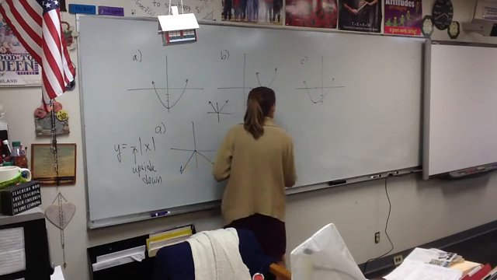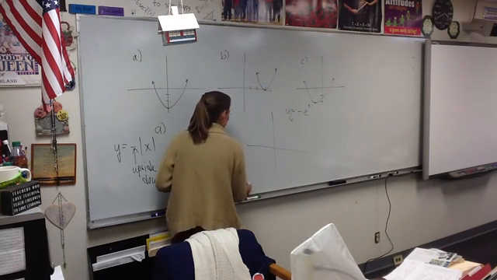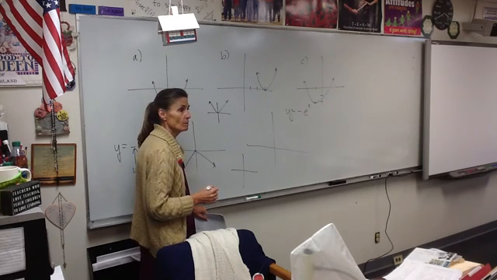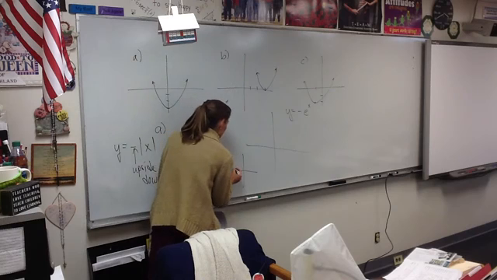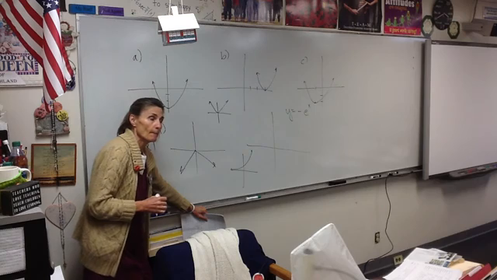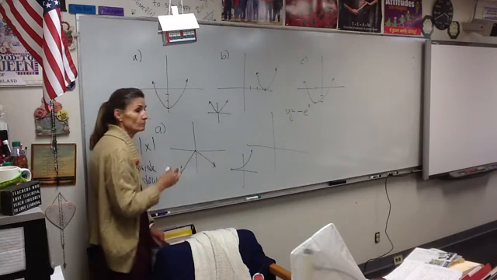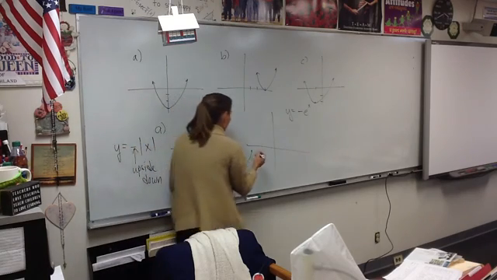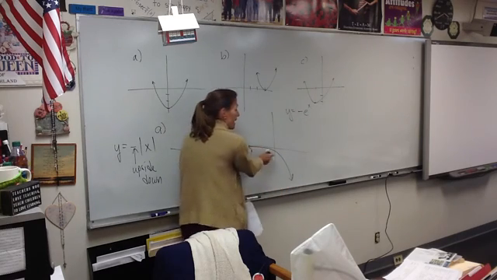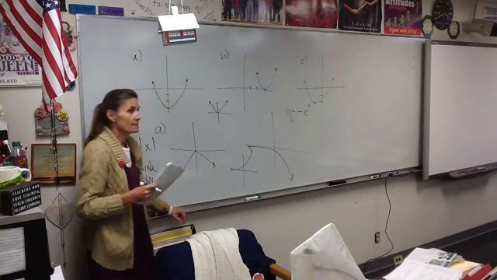All right, how about B? What does e to the x look like? What's the basic curve? Uh-oh, we can't forget our BFFs, folks. E to the x looks like this. That's your exponential. What does this negative here do? Turns it upside down. So if we turn that upside down, can you see your picture is going to look like that? It just turns it upside down.